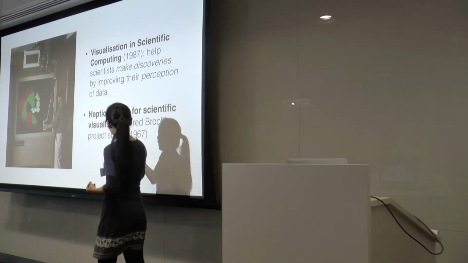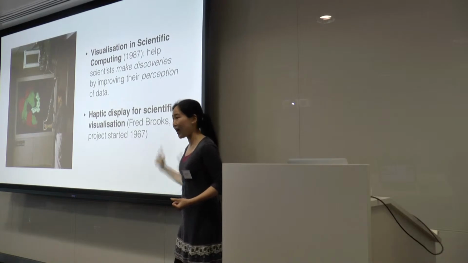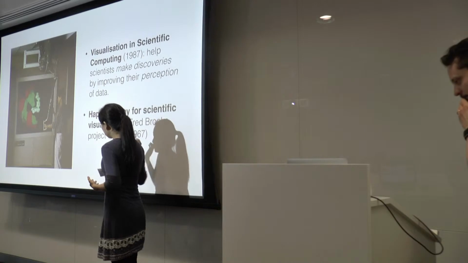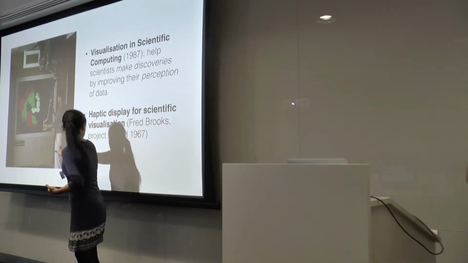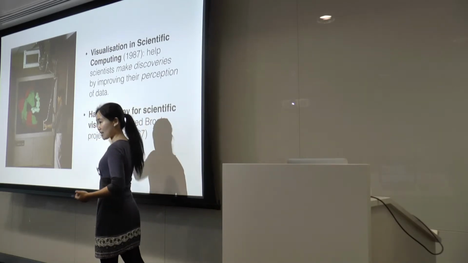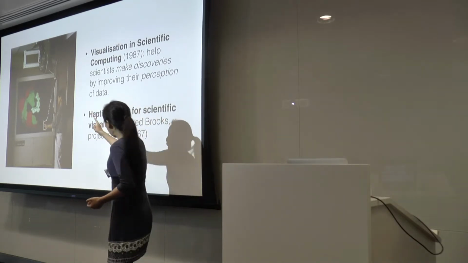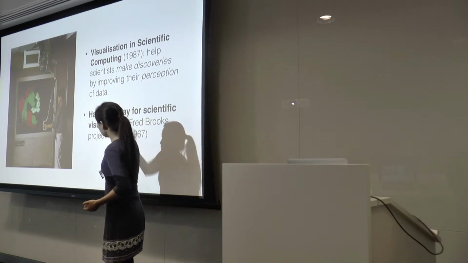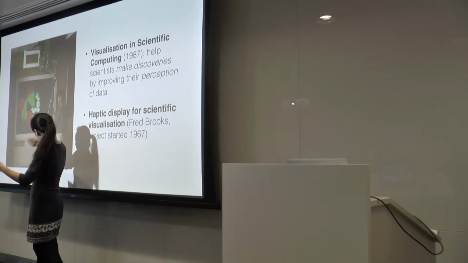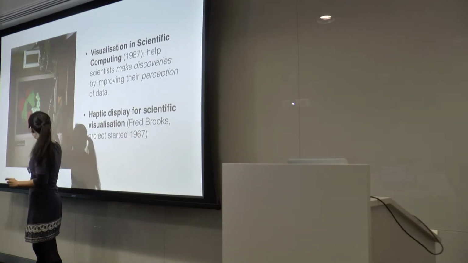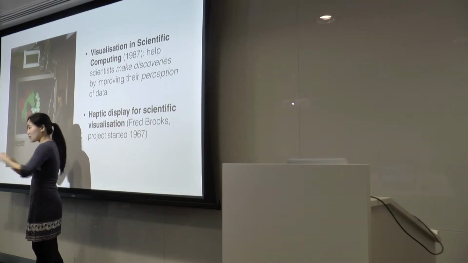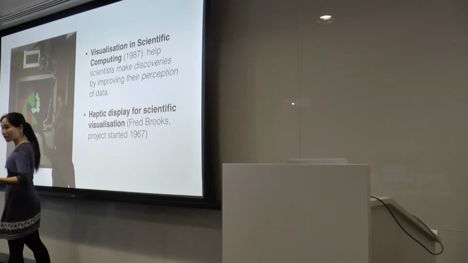Virtual reality was actually born in 1965, if you don't know that, and the name was given in the 1980s by Jaron Lanier. But anyway, this picture is from 1977, 10 years after the project started, and it shows the haptic display for scientific visualization. Basically this guy is trying to put these molecules together, and he has this device which not only tracks how he's doing it, but also gives haptic feedback of how these two things will interact with each other, right?